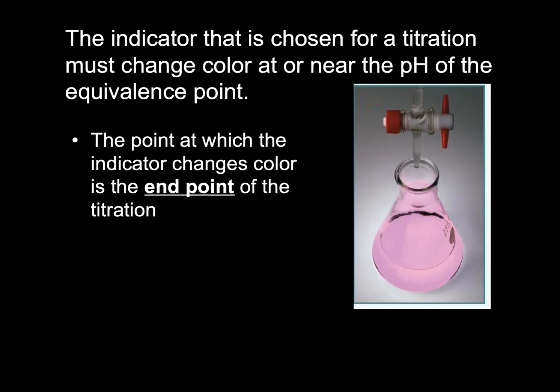So, the indicator that is chosen for a titration must change color at or near the pH of the equivalence point. The pH at which the indicator changes color is the endpoint of the titration.